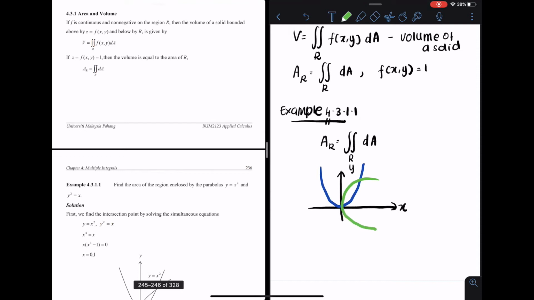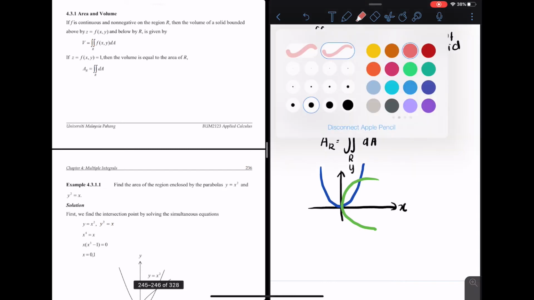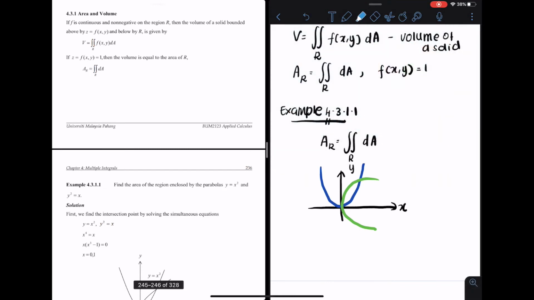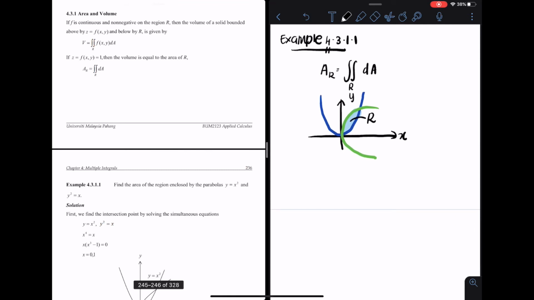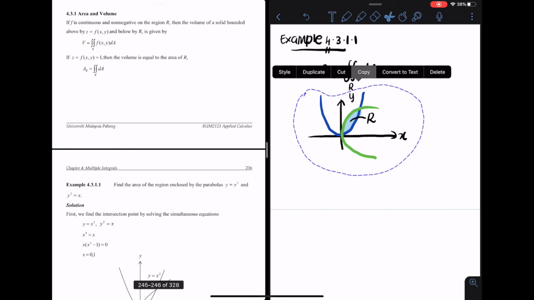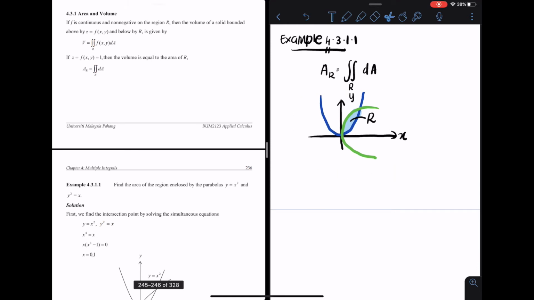So when you hear the word enclosed, by right, we are talking about the common region based on these two curves. So right after that, I should be able to sketch or shade the region R. And then I'm going to write it as region R. This region R will help you a lot when you try to determine the limits. So right now I'm going to cut or copy this figure because it will help me when I try to determine the limits by using both methods.